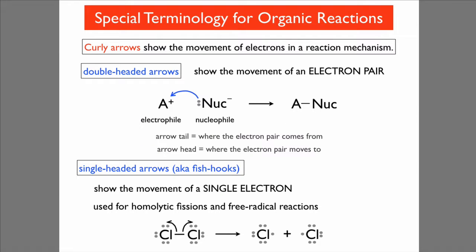We use curly arrows to show the movement of electrons in reaction mechanisms. The double-headed arrows, which you can see here, show the movement of an electron pair, and they will go from nucleophiles to electrophiles, obviously. The arrow tail, this bit here, is where the electron pair comes from, and the head shows where the electron pair is going to. Single-headed arrows, or fish hooks as we call them, show the movement of a single electron and are used for homolytic fissions and free radical reactions.